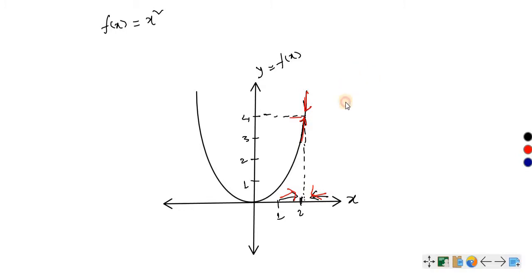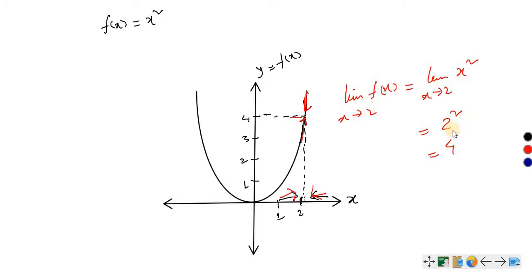So we can write here: limit f of x, x tends to 2, is equal to limit x tends to 2 of x square. So x square, what is the value where x is approaching? It is approaching very close to 2. So we can write 2 square, which is equal to 4.